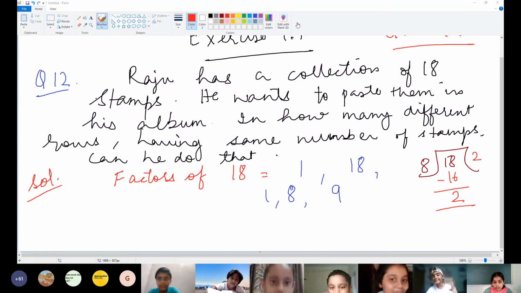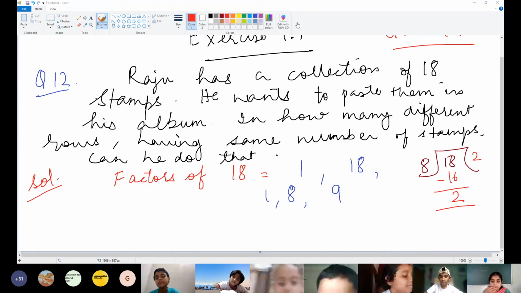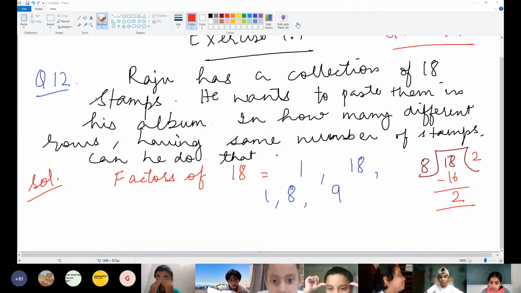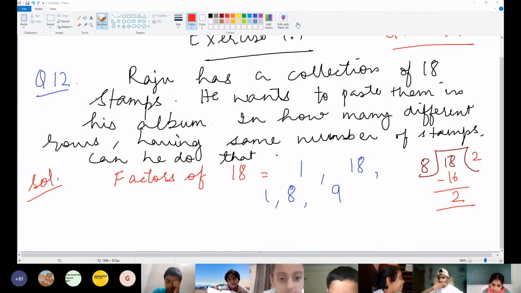Ansh, now look here. When you divide 18 by 8, why are you crying? Are you crying, Ansh?